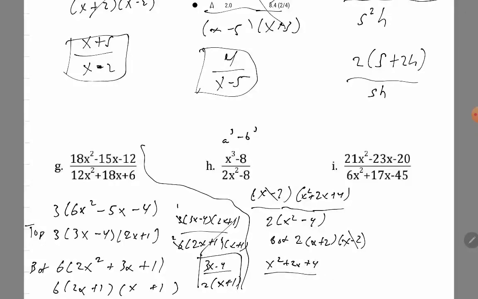Two numbers that multiply to 4 and add a positive 2. Can't happen. Well, two real numbers anyways. And on the bottom, we'll get 2x plus 2. Alright, one last one for simplifying.